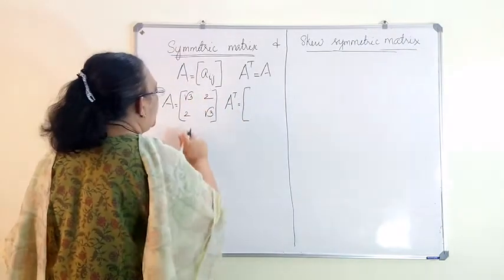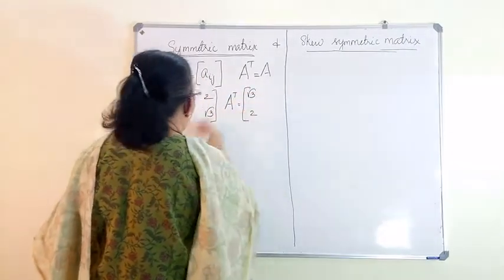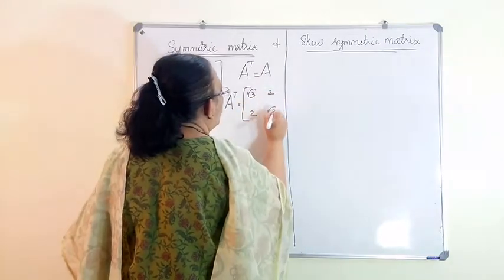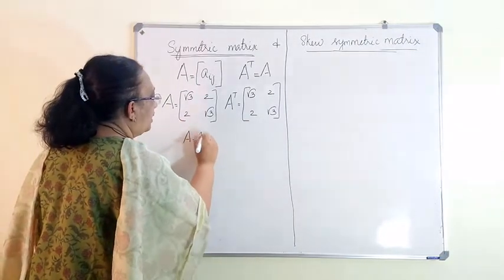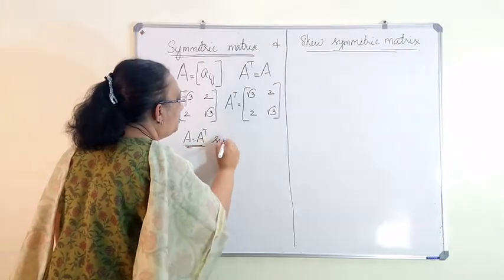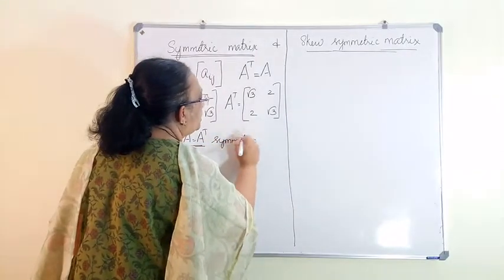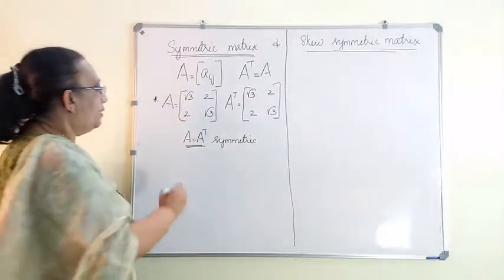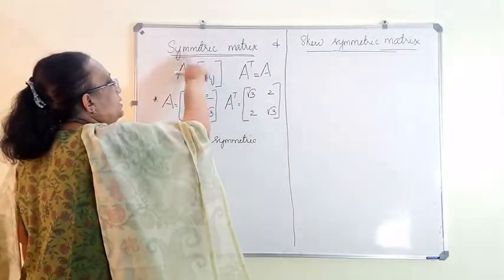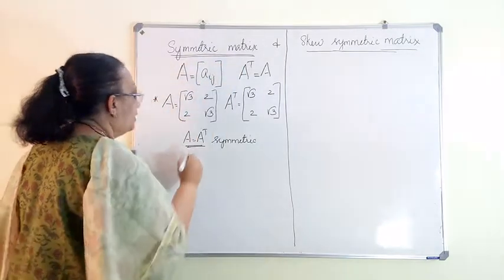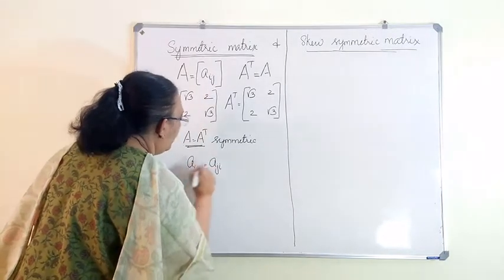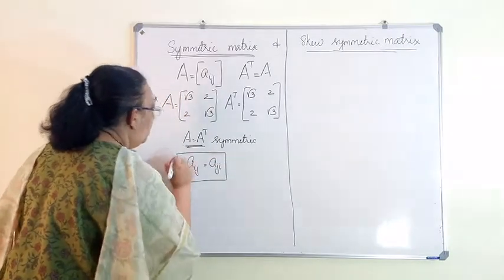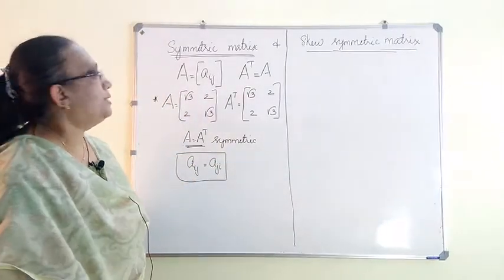So, what is A transpose equal to? Rows become the columns. Root 3, 2. This row becomes the column. 2, root 3. And when you compare, you can see that A is equal to A transpose. So that means it is a symmetric matrix. In general, for a square matrix to be a symmetric matrix, Aij is equal to Aji.